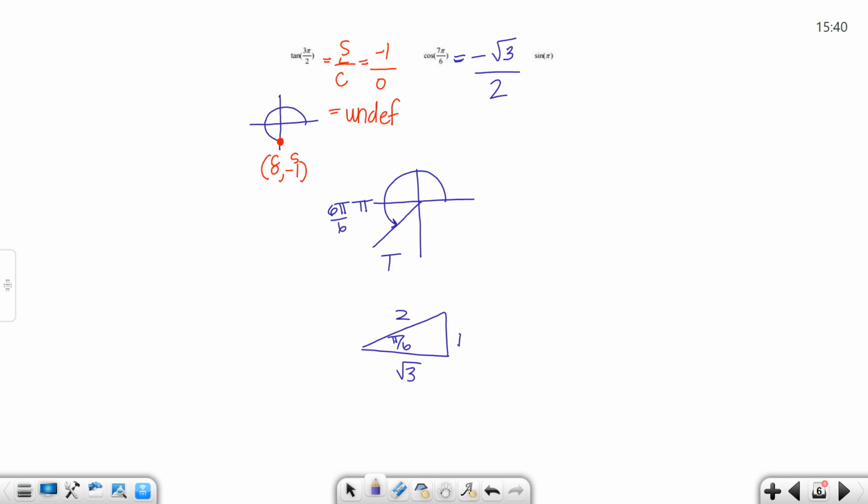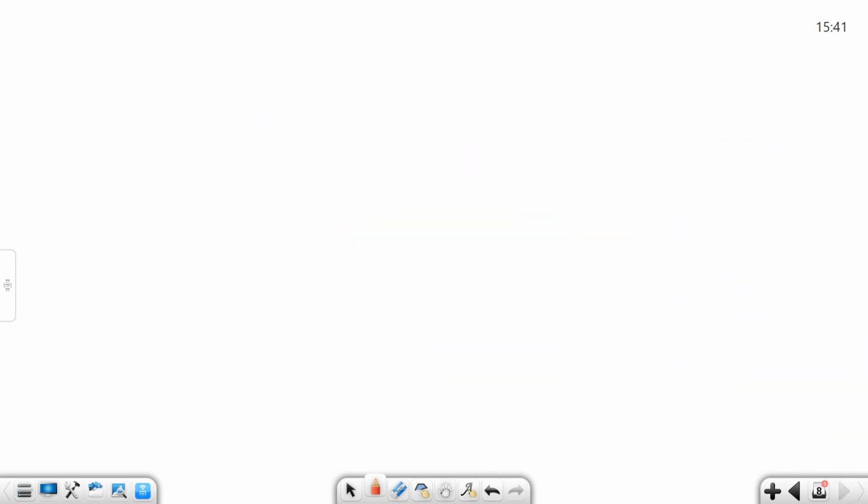Okay, the last one you see here is another quadrantal angle, and I ask you for pi. Well, here's pi right here. If you look at these coordinates, that would be negative 1, 0. I ask you for the sine. Your sine would be 0. And that's it.